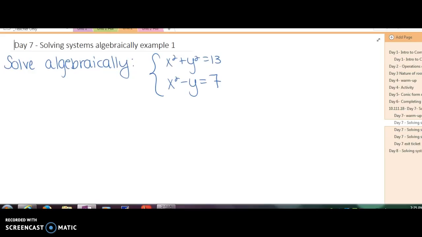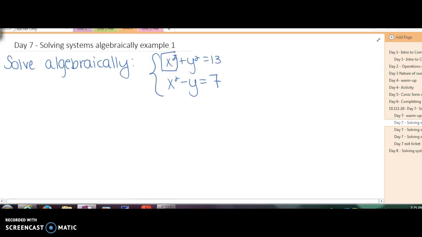Now I'm going to use substitution to do this, but if you notice, I have x squared and y squared in the first equation, x squared and y in the second equation. If I get y by itself in the second one, that would be less work. However, then when I plug it back in, I'd have to square it. So what I can do on this problem is I could just get x squared alone, and then I can substitute in to x squared here.